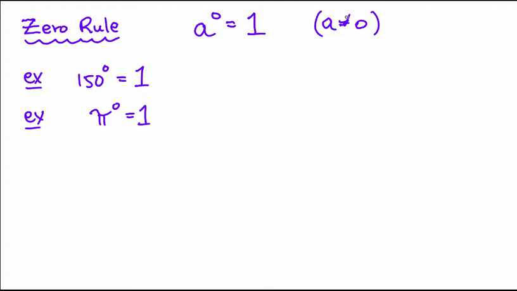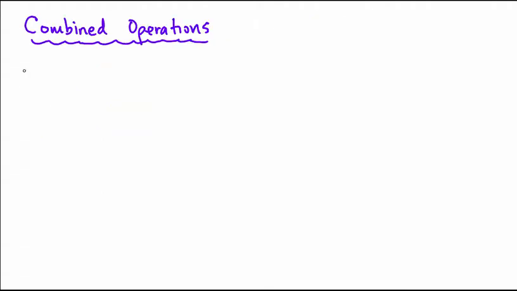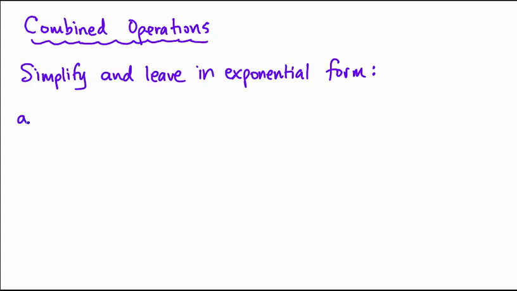Then we can apply all of these rules at the same time. We call those sorts of questions combined operation. And the easiest way to see some of these combined operation questions is to give you a few examples. So here's the first couple, and the instructions on these are simplify but leave in exponential form. And the first one, I'll call it example A, is negative 5 to the 10 divided by negative 5 cubed times negative 5 to the 11th.